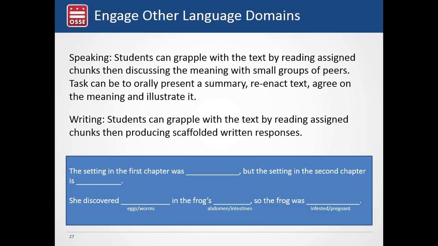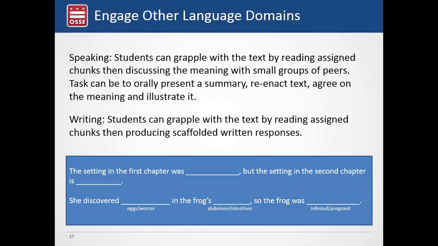The task group could be to make an oral presentation, the summary of their small chunk of text, to reenact the text or act it out in a dramatic fashion, come up with a meaning of the text that they agree upon, and then illustrate it. And that sounds like a pretty fun activity to me. For writing, students could also be assigned smaller chunks of text and then produce scaffolded written responses.